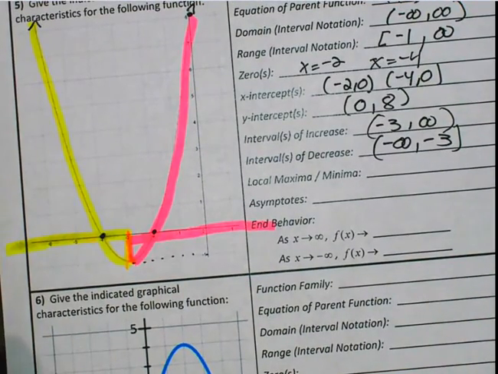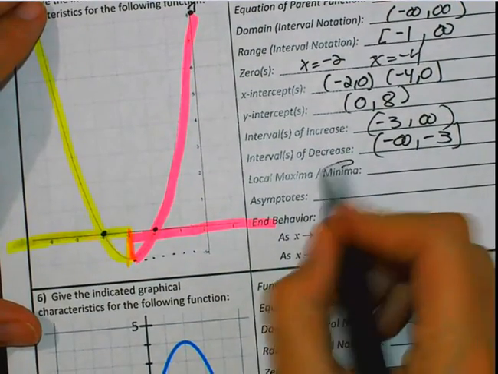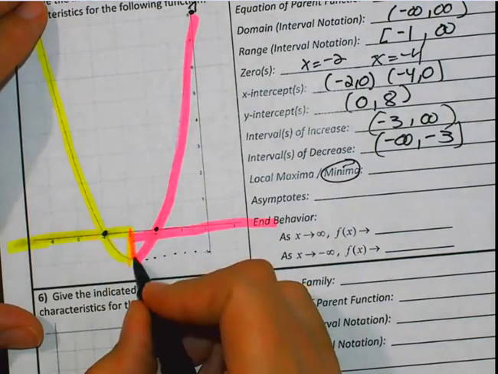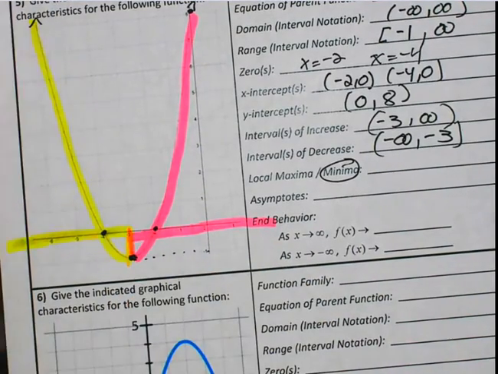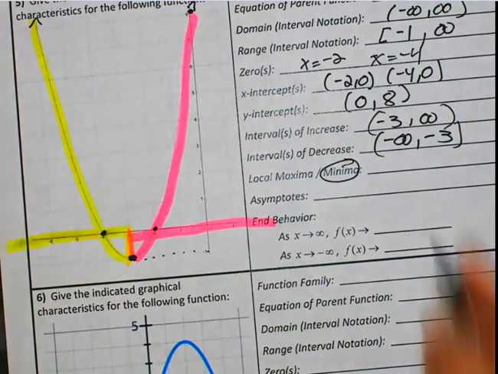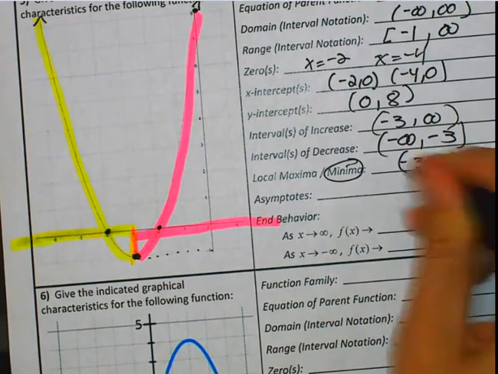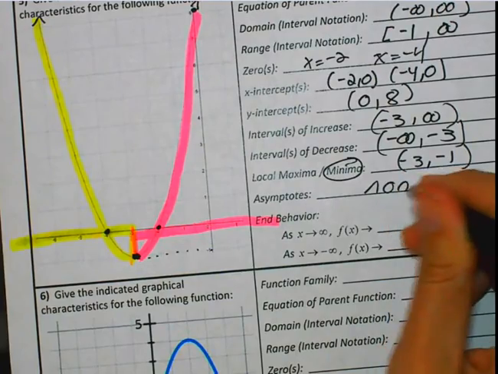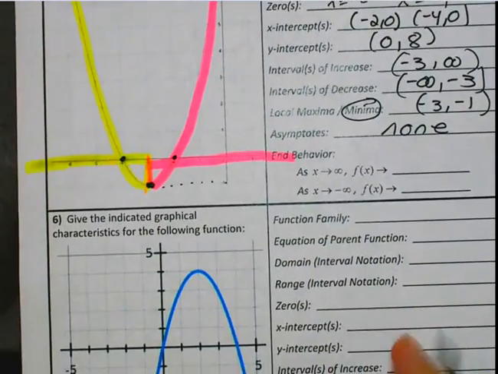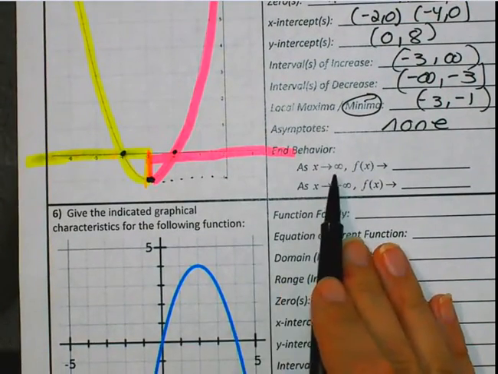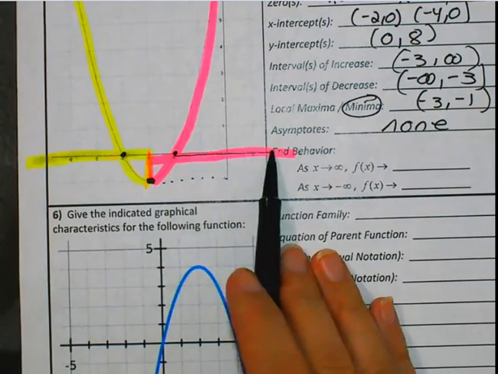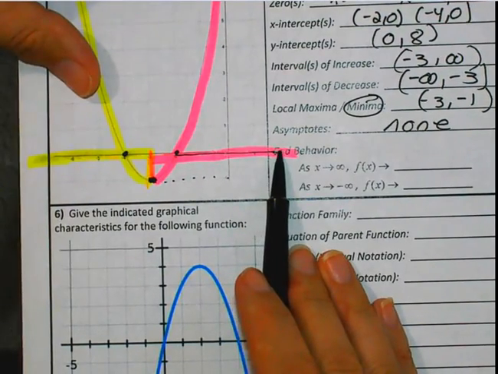Okay, a maximum or a minimum. So we know that we have a minimum here because it dips down, and this is the very lowest point of the graph. That's also called the vertex. That vertex is at -3, -1. There are no asymptotes.